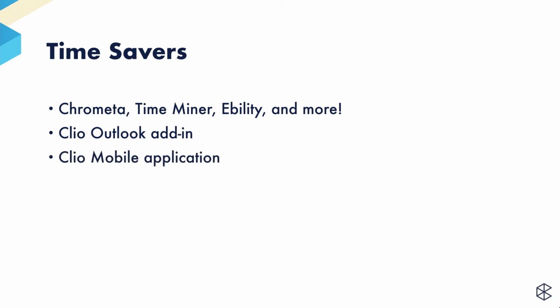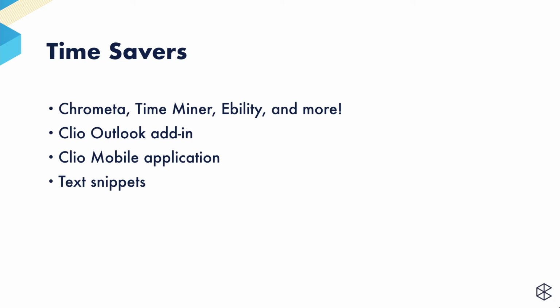We also have the Clio mobile application, so if you're on the go and don't necessarily have your computer in front of you, you can use that to start timers, to enter activities, and do the things that you need to do to make sure that it's still fresh in your mind and put directly in the system while you're going. And then we have features like text snippets.